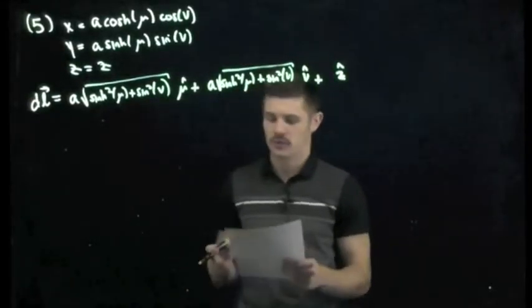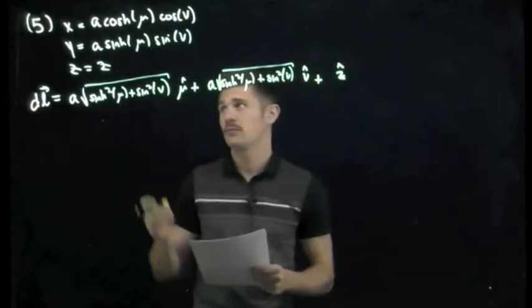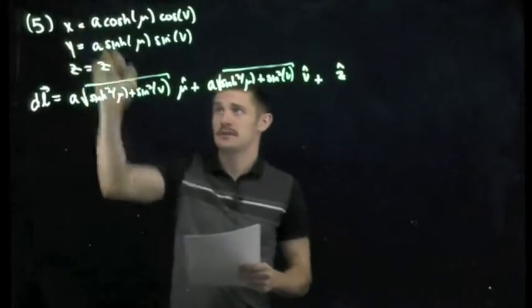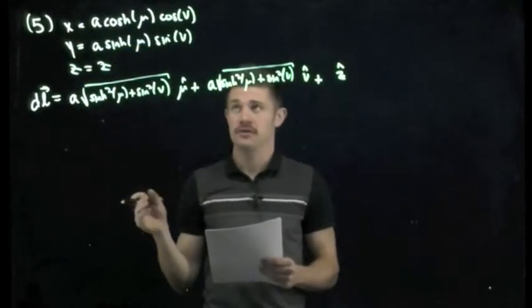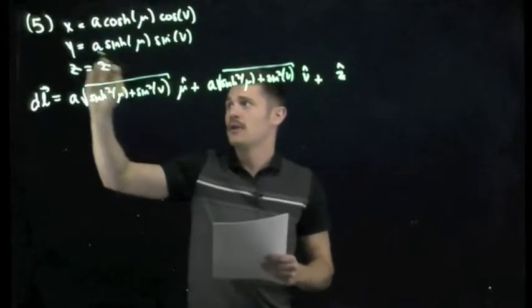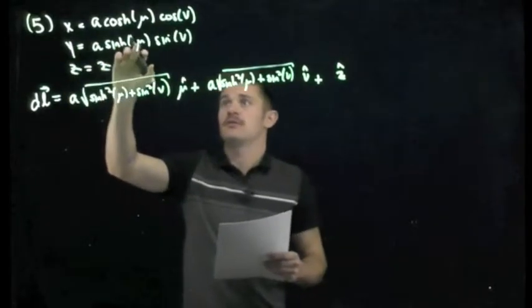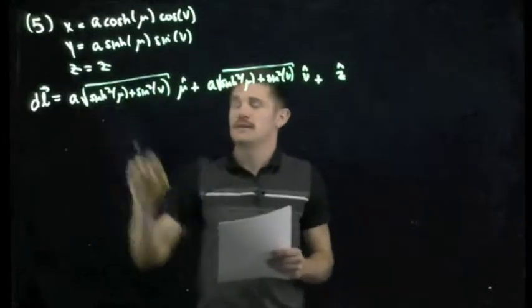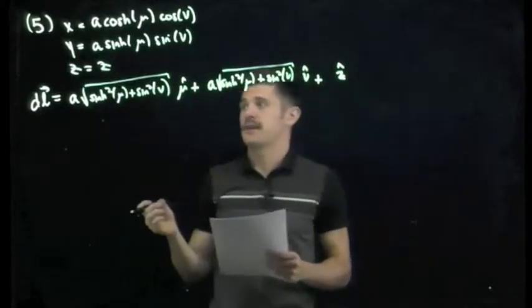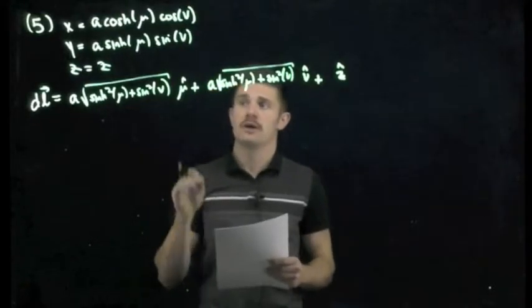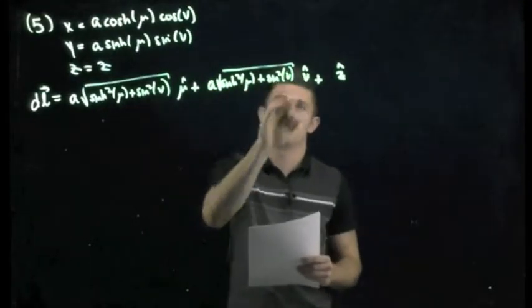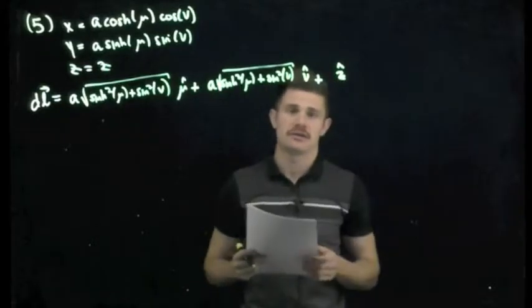So for the final question, we are given the elliptical coordinate system where we have the transformation x is equal to a times the hyperbolic cosine of mu, which I'm just going to call cosh, times cosine of nu, and then y is a sinh of mu, sine of nu, and z is just equal to z. And this gives the line element a times the square root of sinh squared mu plus sine squared nu, mu hat, plus the same coefficient times nu hat, plus just our z hat.